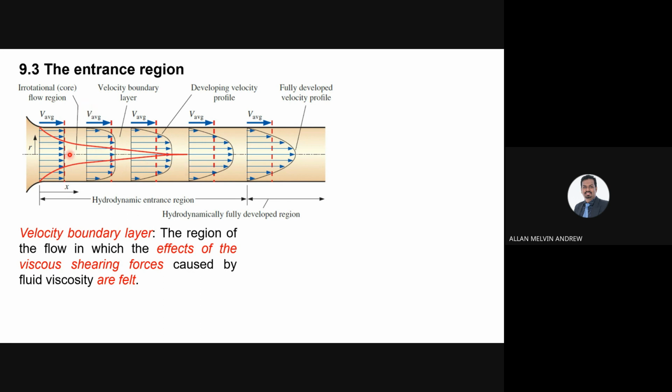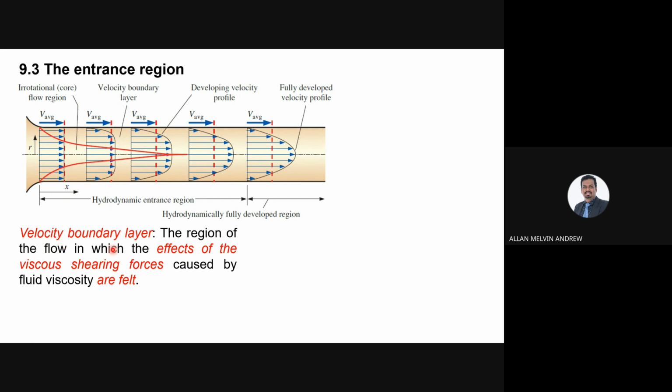We will divide it into a few sections. While explaining, I will explain based on these figures. The first one is the velocity boundary layer. The velocity boundary layer is at the side.